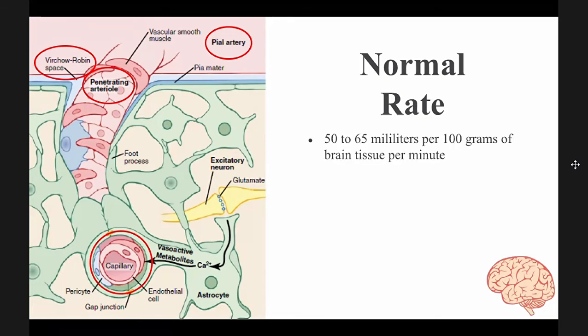So the normal rate is 50 to 65 milliliters per 100 grams of brain tissue per minute, and the entire brain would receive 750 to 900 ml per minute.